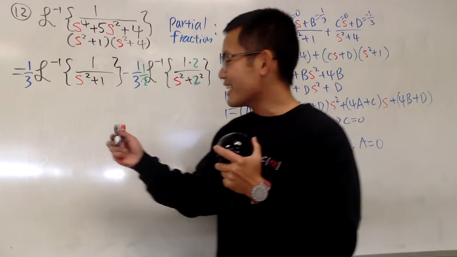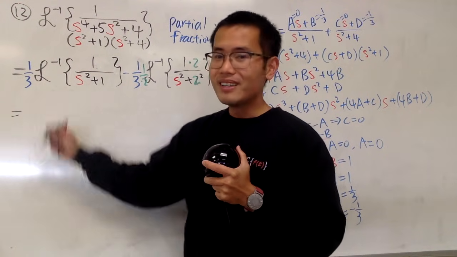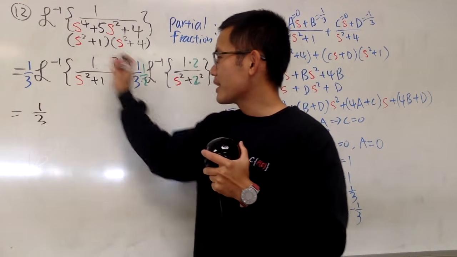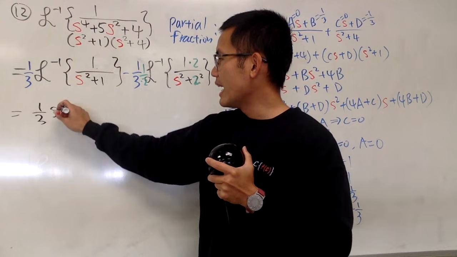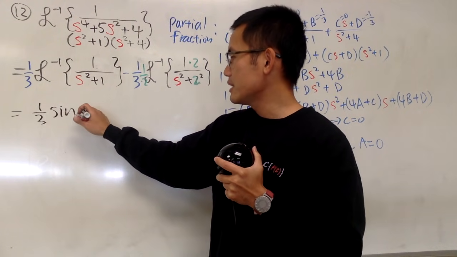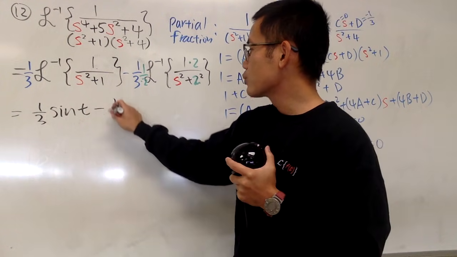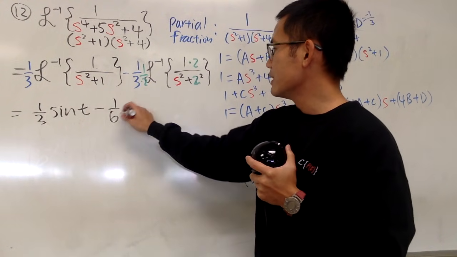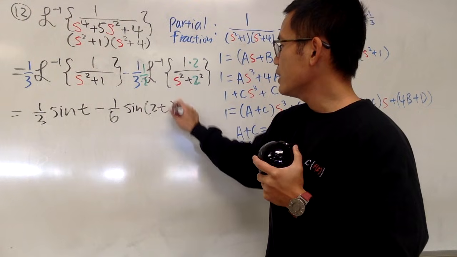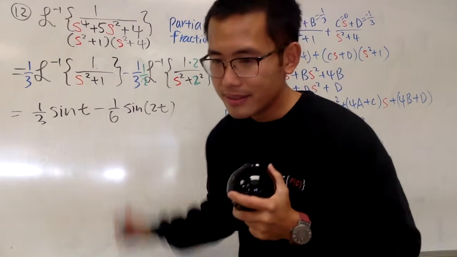All right, here is the answer. 1/3. This right here is the sine, right? So this is the sine, and then the b value is 1, so just sine t. Next, this and that is minus 1/6, and then we have sine of 2t, just like that. Done.